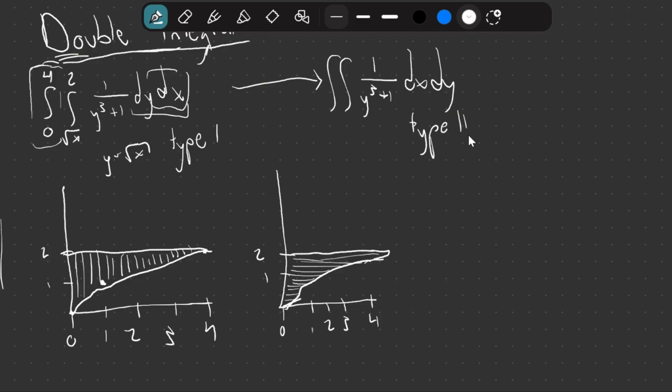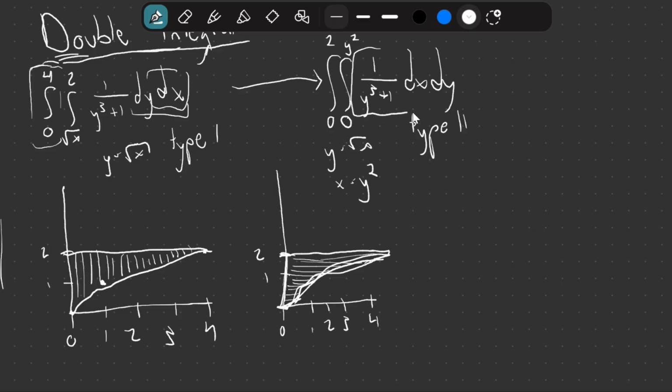And type 2 is with respect to the y-axis first, so the range of the y variable is from 0 to 2. And now we need to find the range of the x variable. So we see that the maximum x value is along this slope here, and the minimum is at 0. So the minimum is at 0, and we know that this slope here is y equals square root x. We need to switch it to put it in terms of y, so it becomes x equals y squared. So we get the double integral from 0 to 2, 0 to y squared, 1 over y cubed plus 1 dx dy, because now it's in type 2.